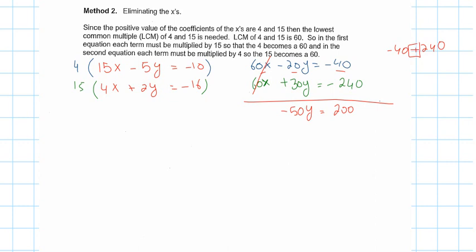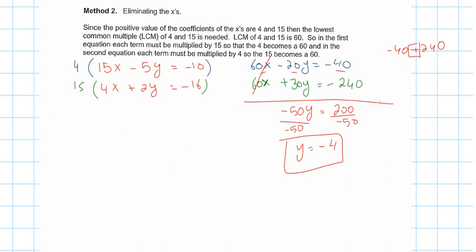Okay? Now, to isolate for the y, divide by negative 50. And what is that? Negative 4. It looks easy. Okay. Now I have the y.